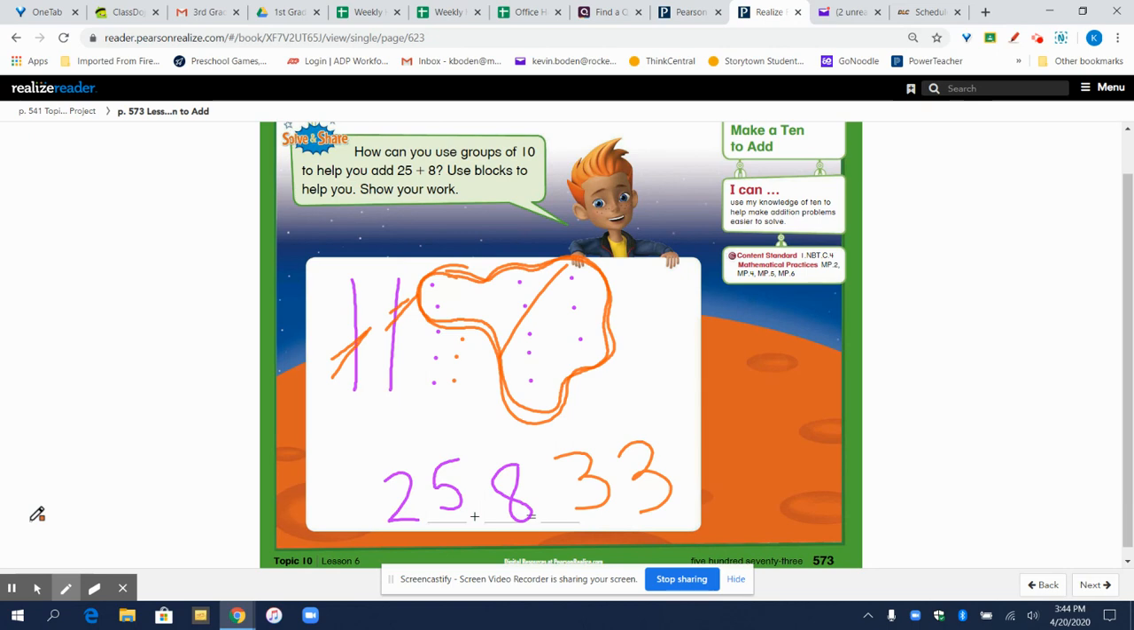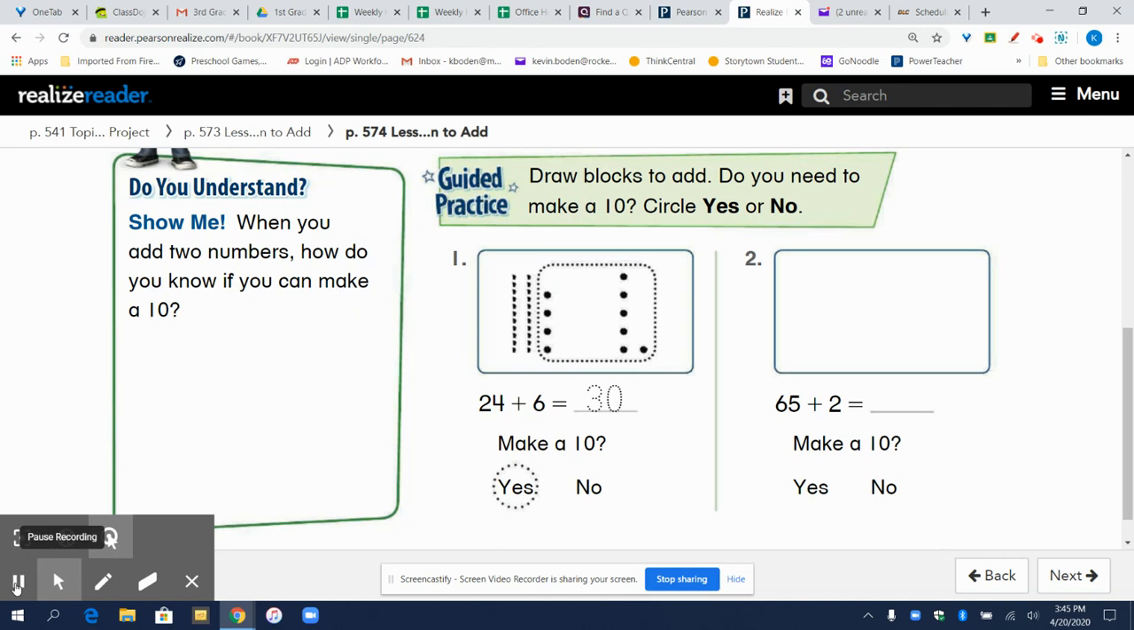And this is the page that you should have at home from Class Dojo. Hopefully you downloaded it and at least look at it or watch it while Mr. B teaches your video right now. So pause it. I'll see you on the next page.